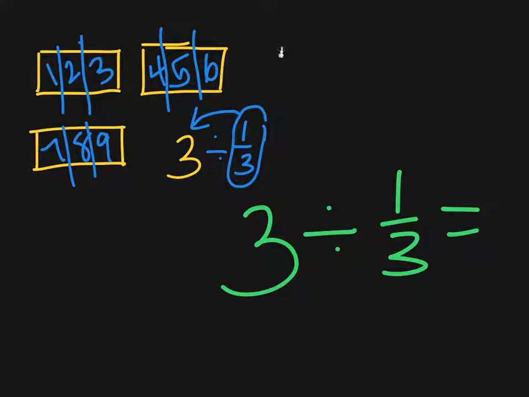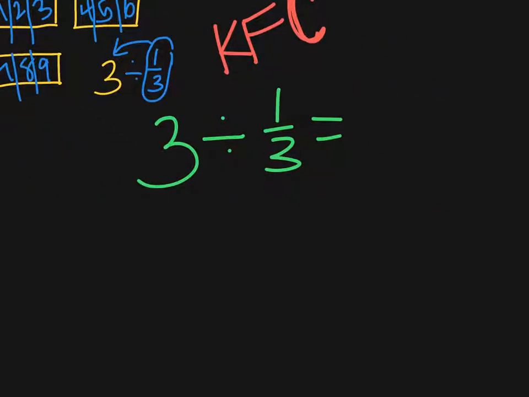We use a method in class called the KFC method, even though I'm more of a Church's guy myself. KFC. And that stands for keep, flip, change. It gives something to memorize on what to do with these numbers, because that's what we're going to do. We're going to keep a number, we're going to flip a number, and we're going to change an operation. So it looks like this, KFC, right? And I'm not talking about Kentucky Fried Chicken.